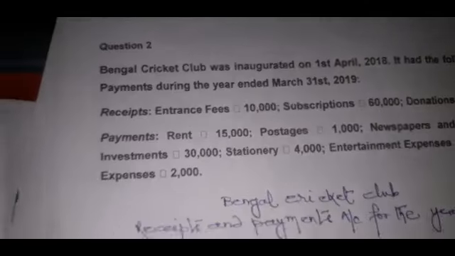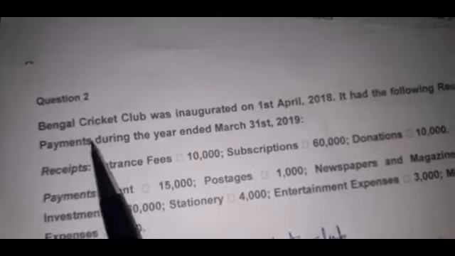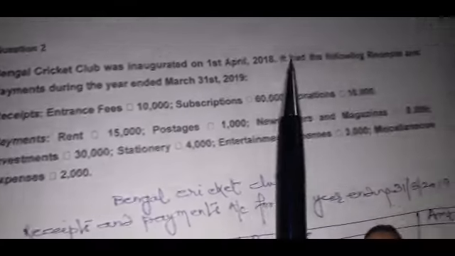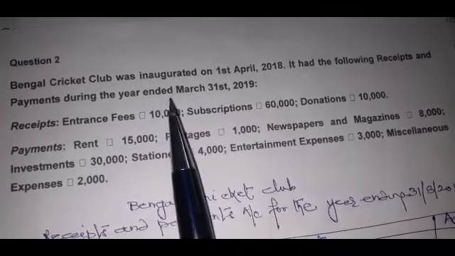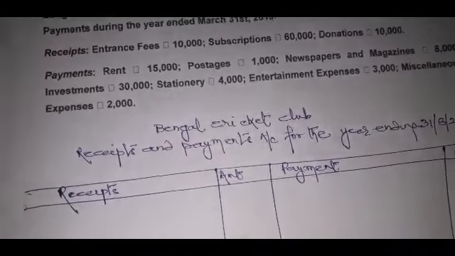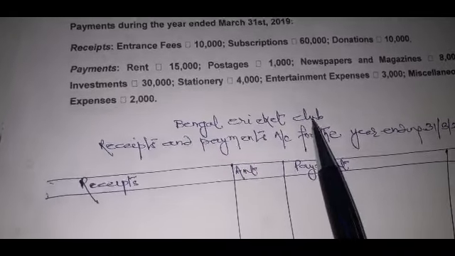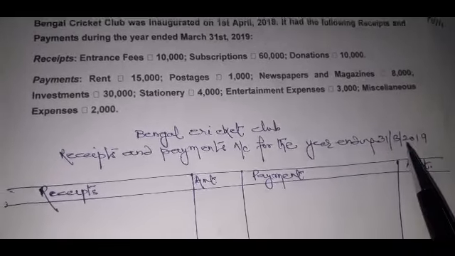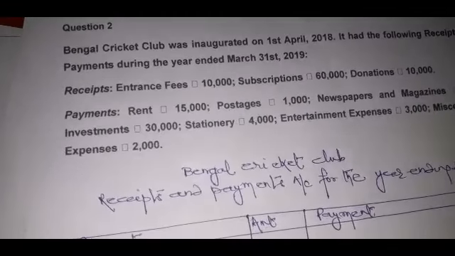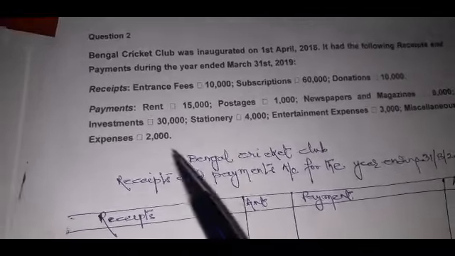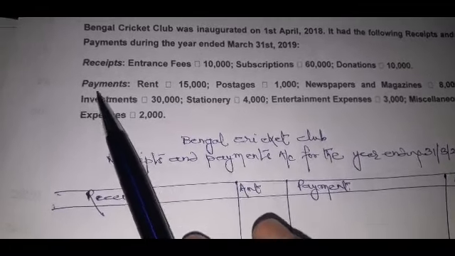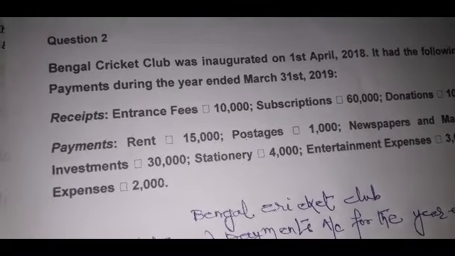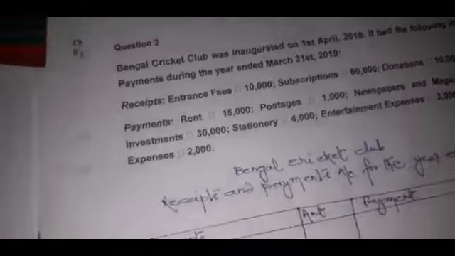Now the question number 2. You have to prepare a receipt and payment account of Bengal Cricket Club, which was inaugurated on 1st April 2018. It had the following receipts and payments during the year ended March 31st, 2019. So first we will put the name of the club, the name of the account, and the year ending 31st March 2019. In this question receipts and payments are specifically mentioned, so it makes it easy to post them on the requisite side. So we will start with the receipts.